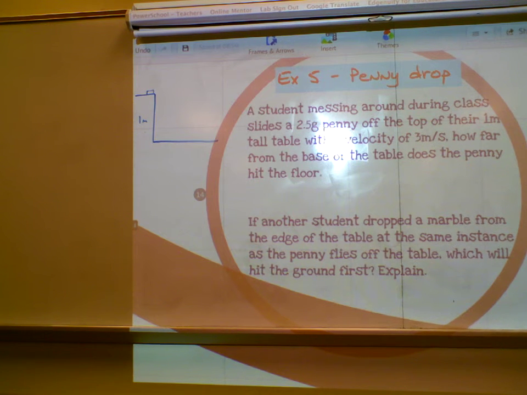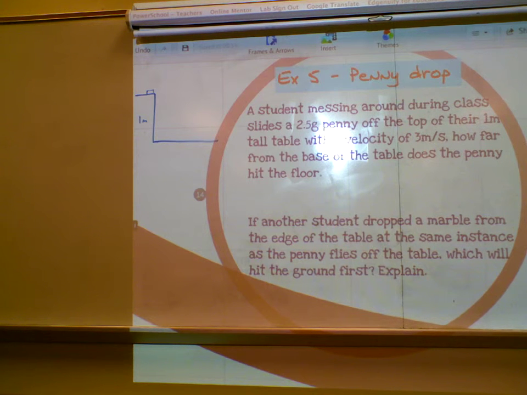All right. Example 5. A student messing around during class slid a 2.5 kilogram penny off the top of their 1 meter tall table with a velocity of 3 meters per second. How far from the base of the table does the penny hit the floor? Okay. Just the right distance.